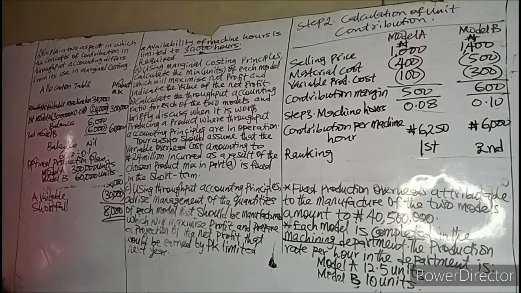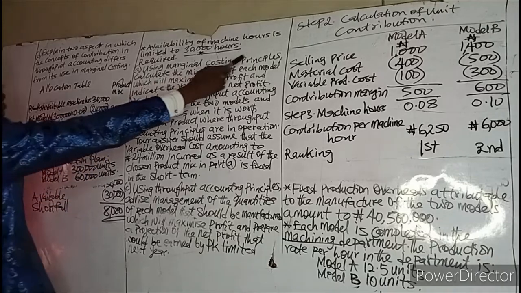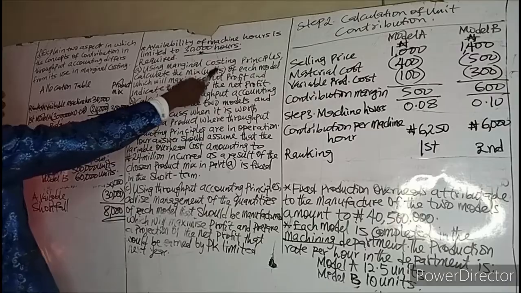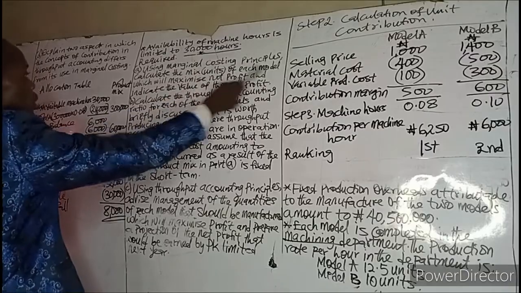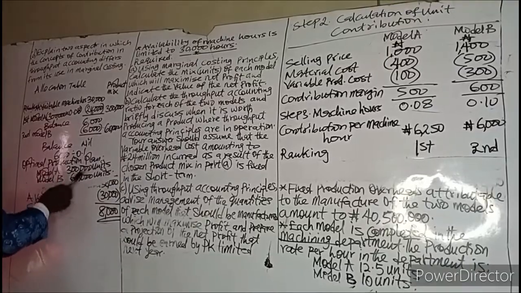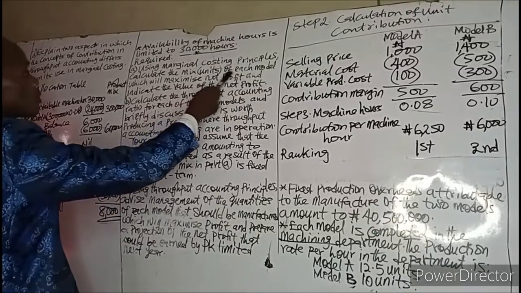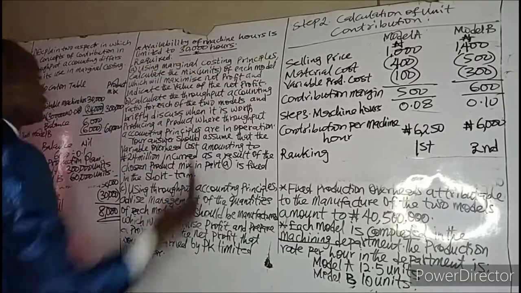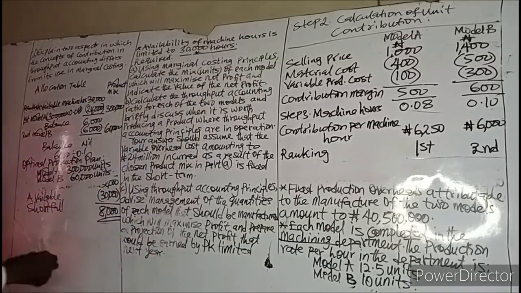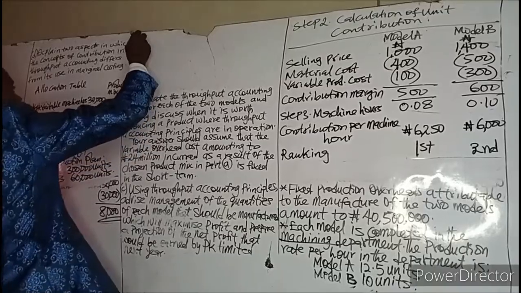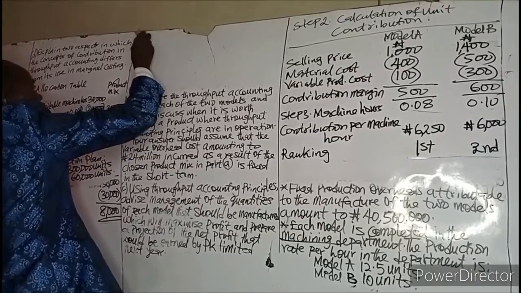Now, back to the requirement. Using the marginal costing principles, calculate the mix in units of each model which will maximize net profit. That is the units, the mix of each model. That is the answer. Which will maximize net profit. And indicate the value of the net profit. So the next thing is to calculate the value of the net profit. I have the profit statement.